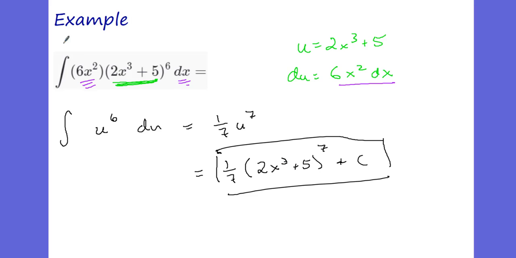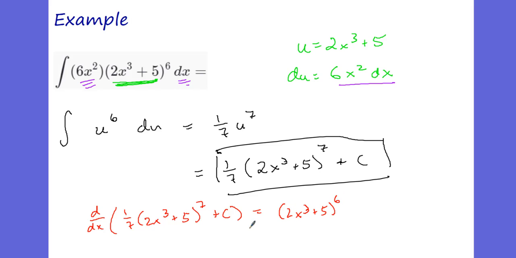Think about the derivative of this. Think about the derivative with respect to x of 1/7 times 2x cubed plus 5 to the 7th power plus c. We're going to do the power rule. So 7 times 1/7 is 1. So we get 2x cubed plus 5 to the 6th power times the derivative of 2x cubed plus 5, which is 6x squared, and I'm left with what I had at the beginning. It all worked out, and I checked it, yo.